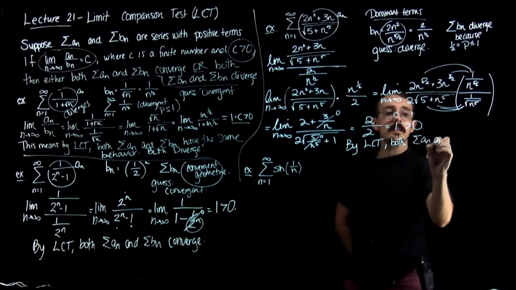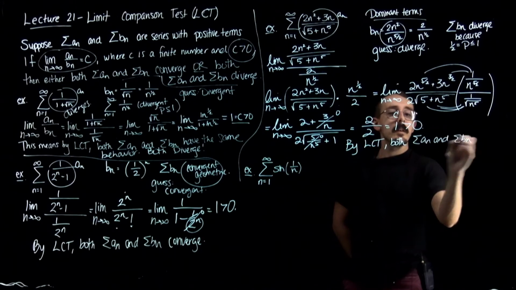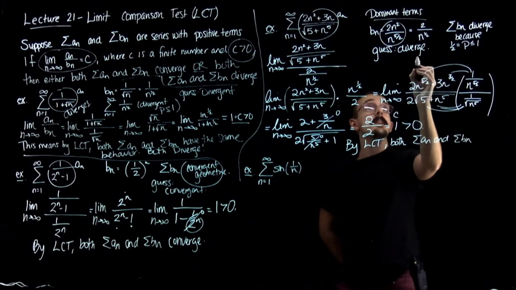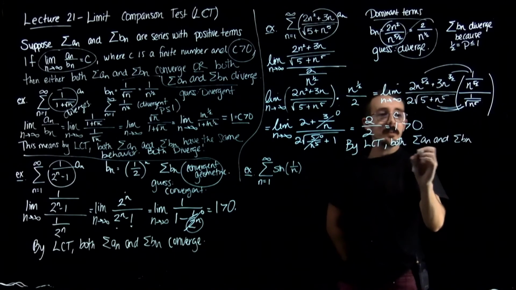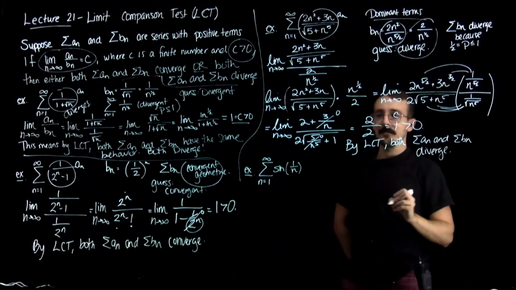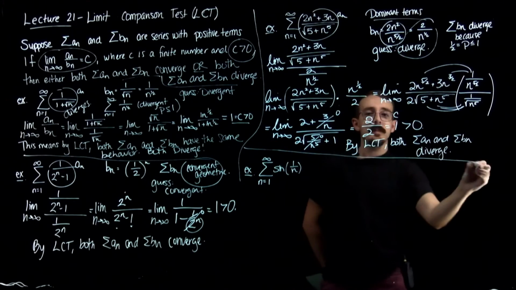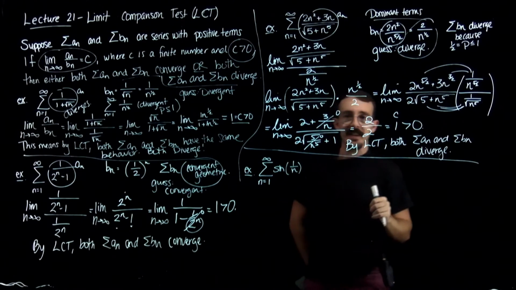So it is finite. So this means that by the limit comparison test, both summation of a and summation of b do what? What did I pick? I picked something that diverged, right? So they both diverge. Algebra is a little tricky for that one, but we got there.